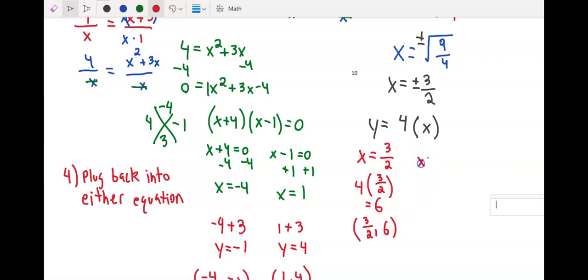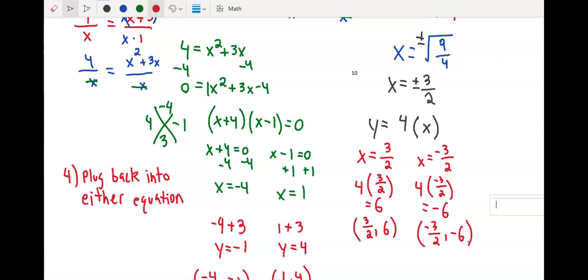But we also have x is equal to a negative 3 over 2. So when I plug that in, I get 4 times negative 3 over 2, which should give you a negative 6. So then my other solution would be negative 3 over 2, comma negative 6. And that would be how we could solve these systems of equations algebraically.